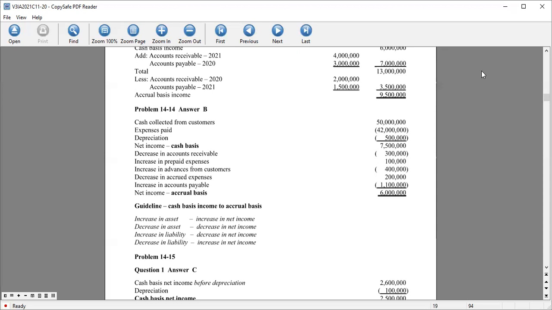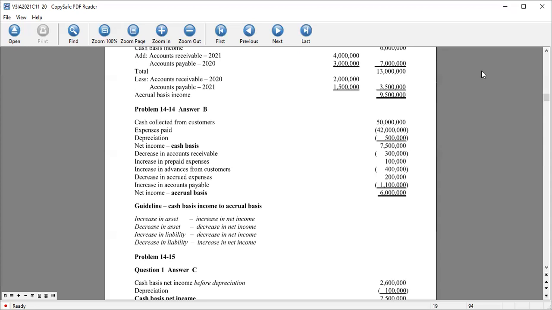then increase in advances from customers. Actually, advances from customers is a liability. So advances from customers, you are going to recognize this as a liability, the fact that you are owing the customers the amounts advanced if ever the customers will not pursue buying from the company. So actually your entry is to debit cash and credit advances from customers. So it's a credit. Now we have an increase and the amount of 400,000 is to be deducted.